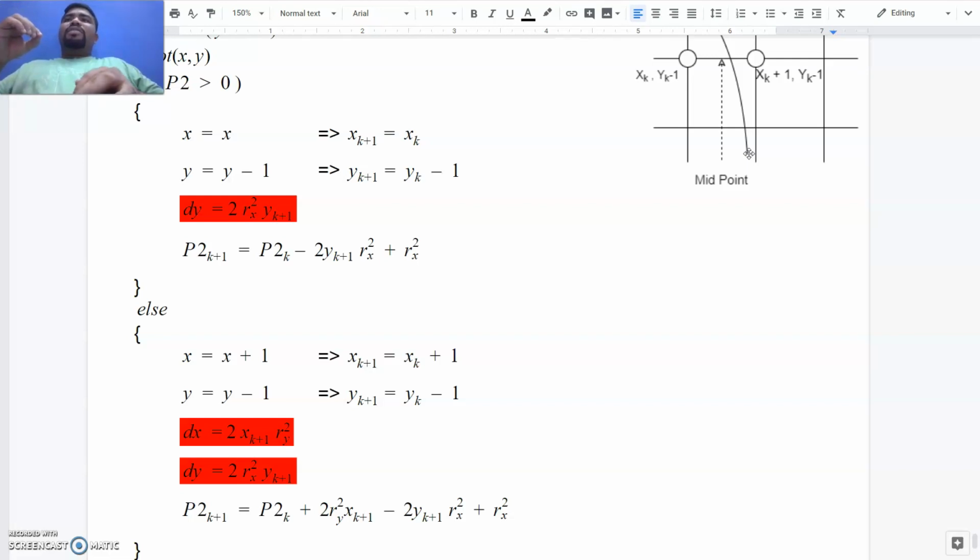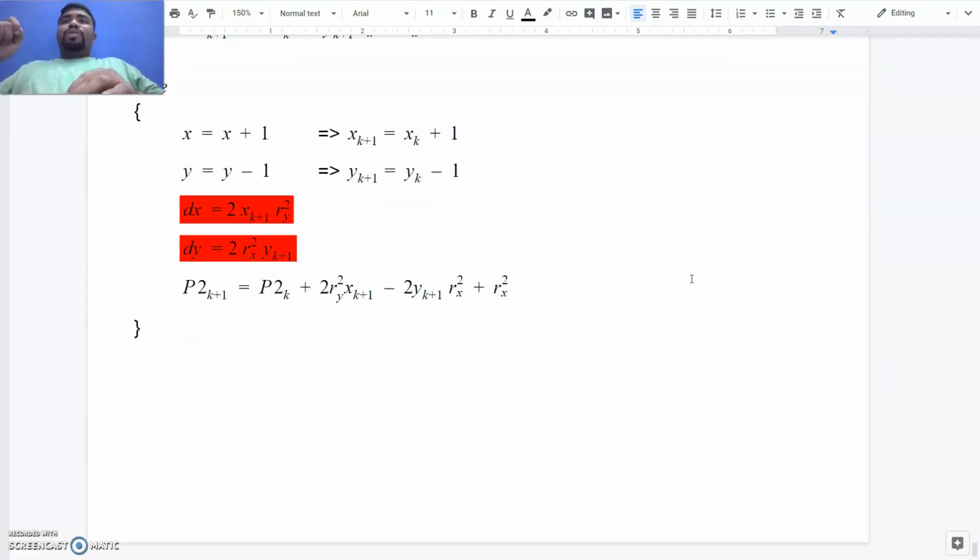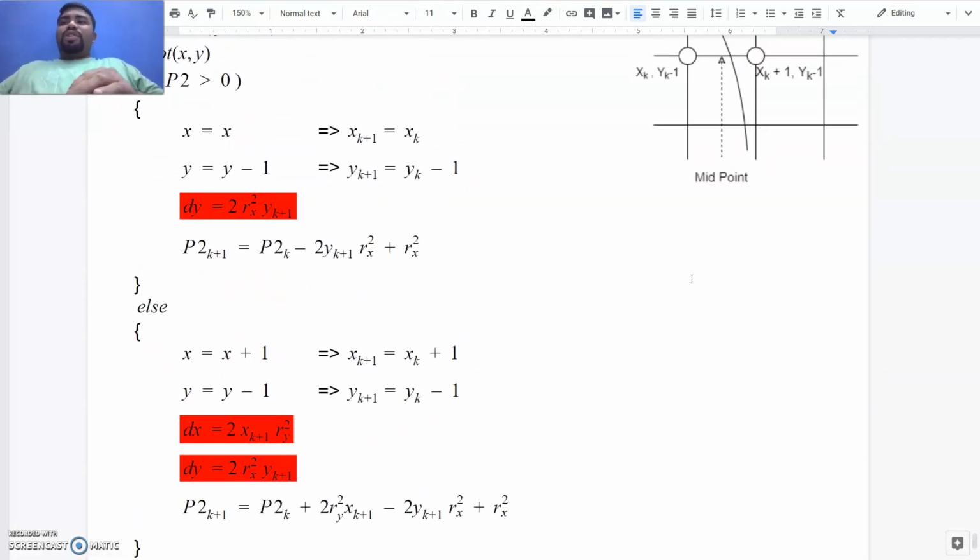So we need not determine it with the help of dx and dy. Dx and dy were just needed for region 1 because that was with respect to the slope, and we were calculating it so that dx is less than dy, so that the slope remains below minus 1. Now, so this is it, and let's move on to the example. So we'll solve an example and we'll be more clear on how to go about it.